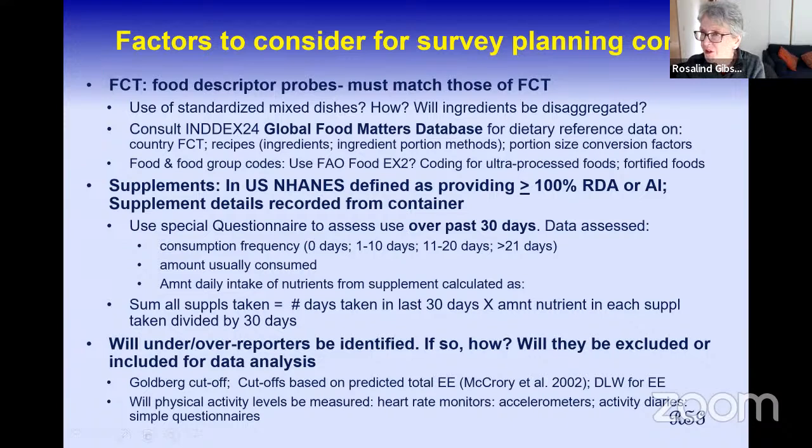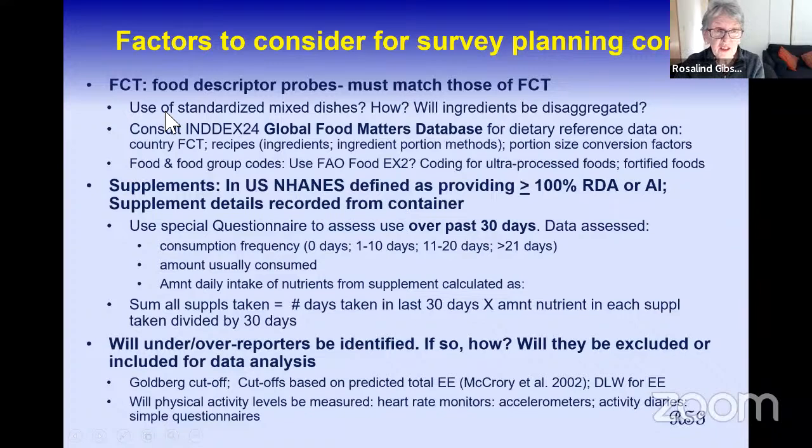Now I'd like to consider the factors to consider for the survey planning in relation to the food composition table and supplements. Never start a national food consumption survey without a food composition table. You'd be surprised at the number of people who've done that. You must first examine what is available in terms of your food composition table, and you must look at what descriptors are used, because those descriptors must match the questions, the foods that you actually collect in the survey. So the probes that are used to describe the foods in the survey should match the probes in your food composition table.